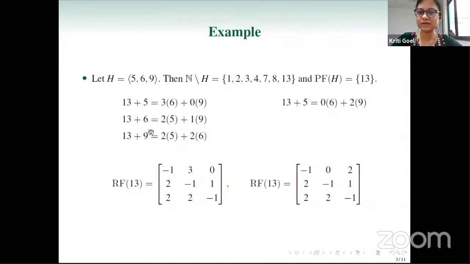So while 13 plus 6 and 13 plus 9 have unique factorizations in terms of 5 and 6 and 9, when we look at 13 plus 5, it's 18. It can be written as 3 times 6. It can also be written as 2 times 9. And this gives us 2 possibilities of row factorization matrices which can be associated to our pseudo-Frobenius number 13. So, just a quick example of seeing the connection of pseudo-Frobenius numbers with row factorization matrices.